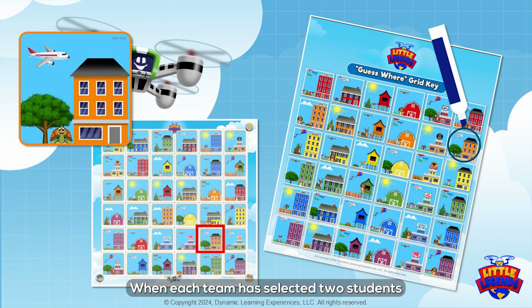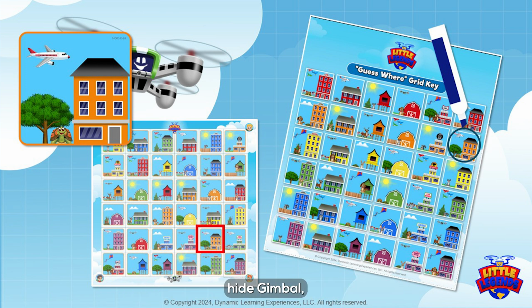When each team has selected 2 students and they have chosen where they want to hide Gimbal, prompt the remaining students to ask their first yes/no question, and then wait for your instructions. When each team has received an answer to their question, ask them to work together to find the cards that they can remove from the board based on the answer. Encourage the students to continue to play on their own.